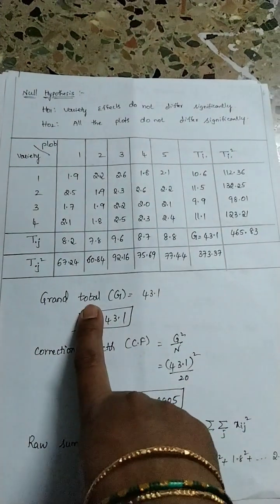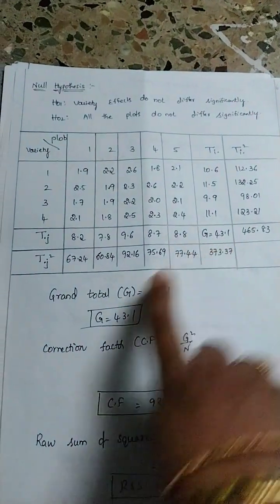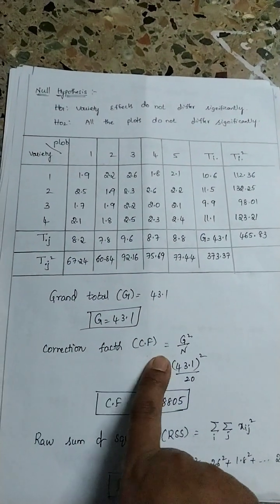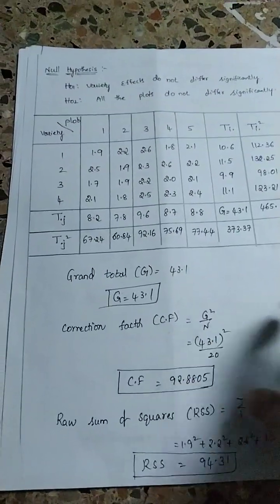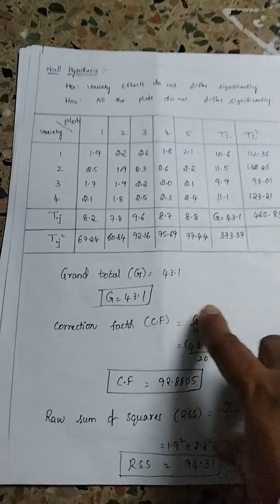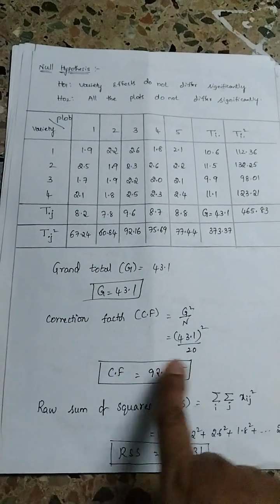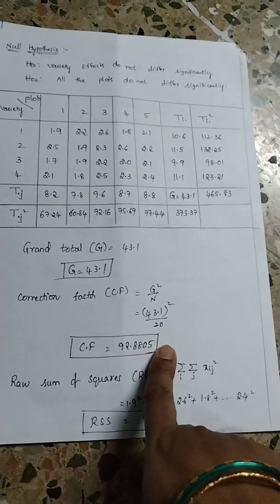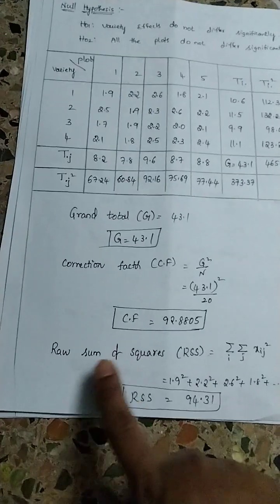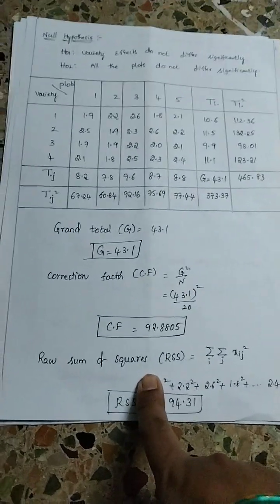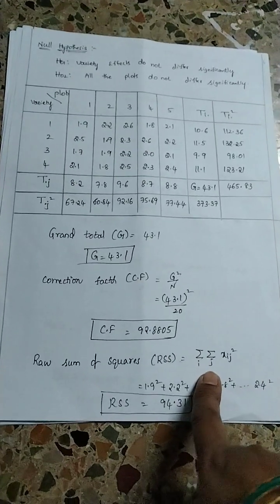Now, you already know that the grand total G is 43.1. From here, the correction factor CF is equal to G square by capital N, where G square is 43.1 whole square by 20. Now the correction factor you got is 92.8805.